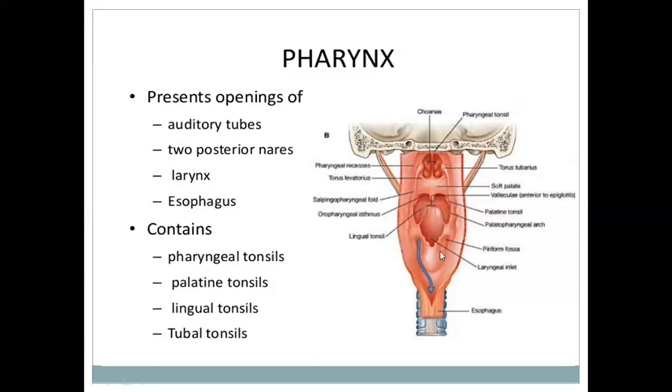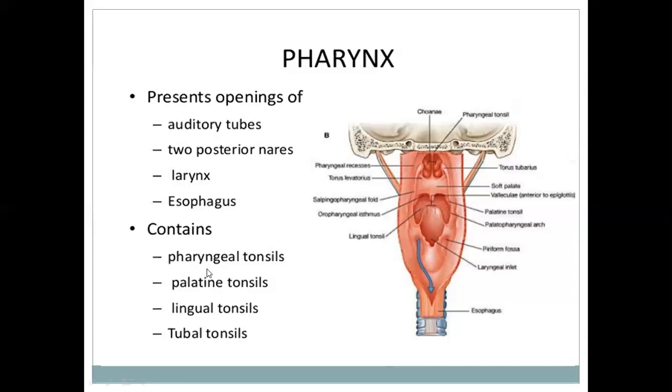That's why the piriform fossae have clinical significance. Medially, the piriform fossae are bounded by the aryepiglottic fold and laterally by the thyroid cartilage. These are the smooth lateral walls and smooth posterior walls, cut down to show the anterior openings. It has the pharyngeal tonsils in the roof of the nasopharynx.